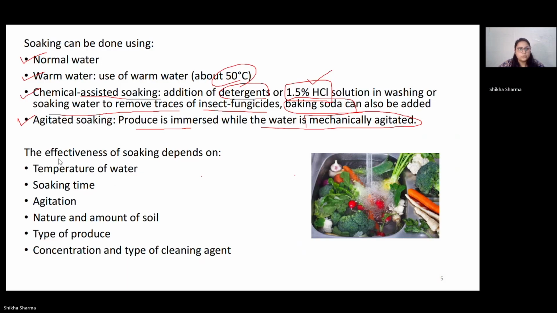Next is the effectiveness of the soaking. It depends on the temperature of the water, the soaking time, meaning how much time we soak our fruits and vegetables in the water, then the RPM or agitation, then the nature and amount of soil adhered to the surface of the fruits and vegetables, then the type of produce, like the shape of the fruits and vegetables.